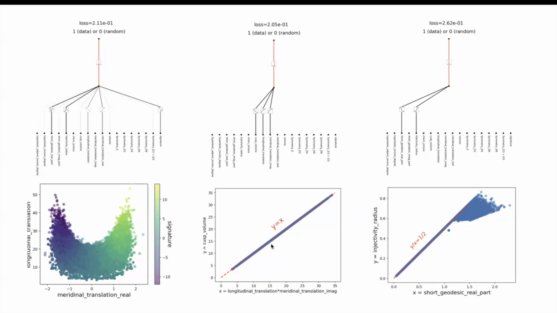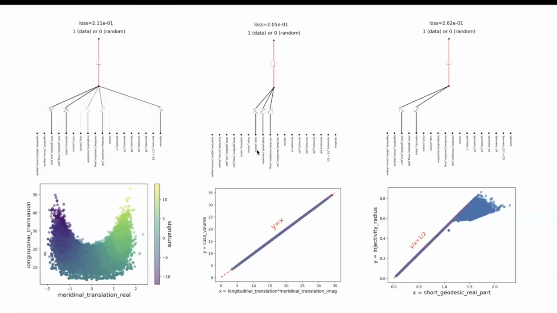And as I said, in this case, it's just this definition of cusp volume, which is the product of the longitudinal and the meridional translation. But if you look at what the Kan did, you can actually interpret this. So what it does is it takes the longitudinal translation here, and it somehow needs to multiply it. So what it does is it learns a log here, and it learns a log here, and then it adds these 2 logs up, and it learns a negative log here.